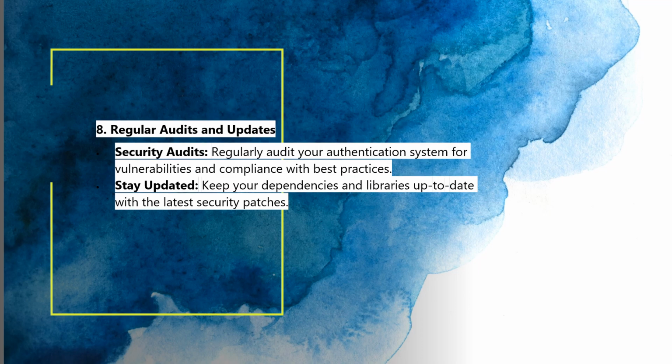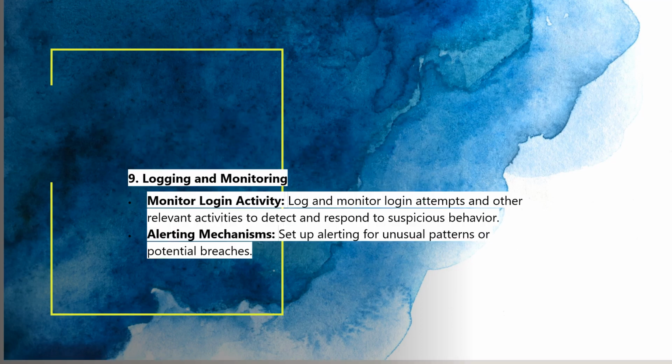Regular audit and update. Previously in my production environment part 2 video, I mentioned penetration testing, which is very important. So here I'm trying to replicate the same thing. Logging and monitoring, this is another important one. Alert mechanism: if anything suspicious happens, definitely the corresponding team should get the alert.